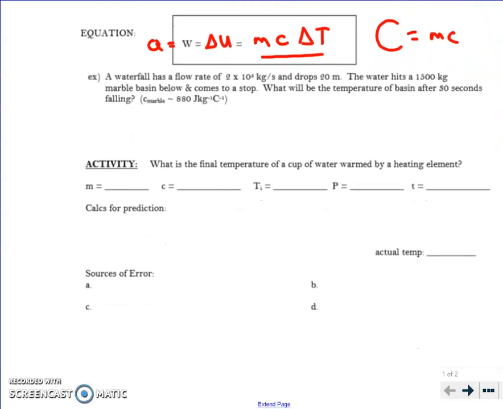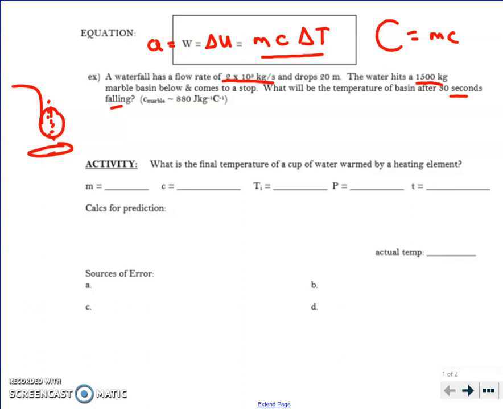Okay, so let's do a problem. A waterfall has a flow rate of 200,000 kilograms per second, and it falls a certain distance. The water hits a 1,500 kilogram marble basin below and comes to a stop. What will be the temperature of the basin after 30 seconds of falling? So we've got this waterfall rushing down and hitting something right there, and all that energy, coming from a change in potential energy, is going to warm up the basin.